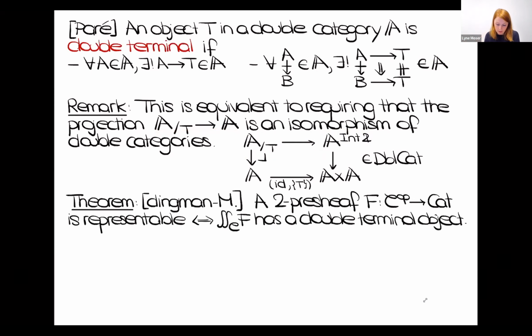And so the theorem says that a 2-presheaf is representable if and only if this double category of elements has a double terminal object. And actually, we did prove this result in a much weaker setting, namely that of bilimits. So bilimits are also a 2-dimensional kind of limits, but where the universal property is expressed in terms of an equivalence instead of just an isomorphism. And in the case of pseudofunctors, not just strict 2-functors.